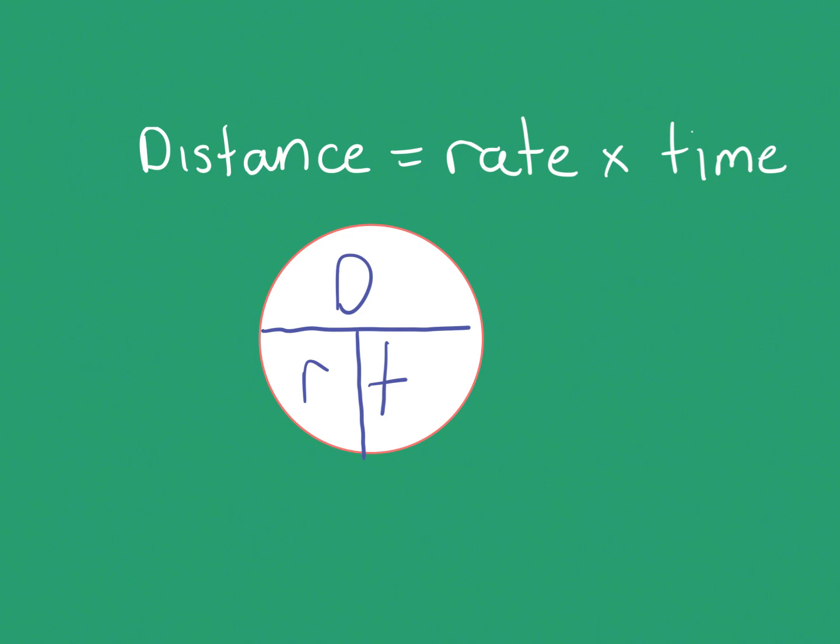It's broken up into three pieces: distance on top, rate and time on the bottom. The way this circle works is if two values are next to each other, we multiply them. And if one value is on top of the line separating the middle of the circle and one on the bottom, we divide. So let's take a look at how we would apply this circle.